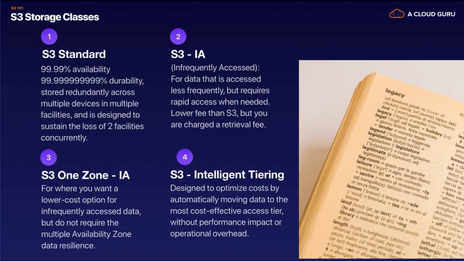And we then have S3 Intelligent Tiering. This is the newest tiering of S3, and it actually uses machine learning, and it looks at your usage patterns, and it optimizes your costs by moving data to the most cost-effective access tier without any kind of performance impact or operational overhead. So S3 Intelligent Tiering could move your data between S3 Standard, S3 Infrequently Accessed, etc. So it uses machine learning to move your data across the different tiers.